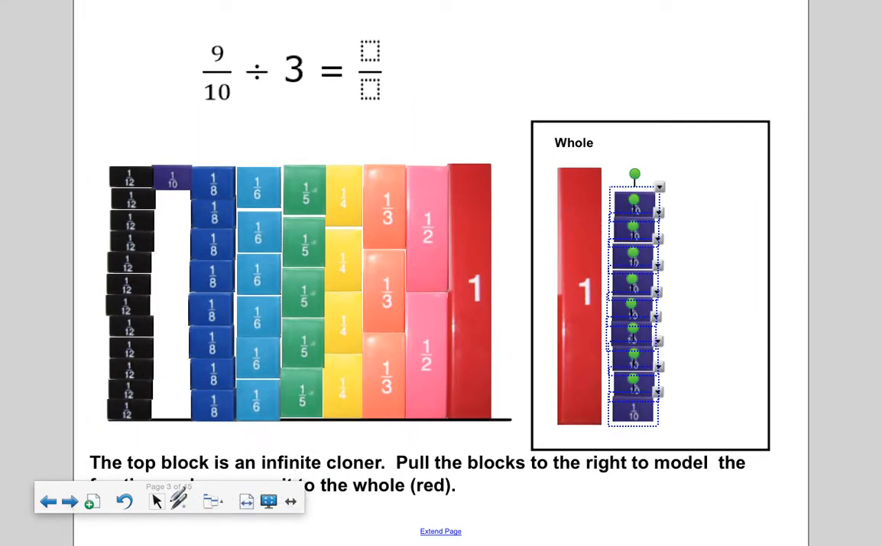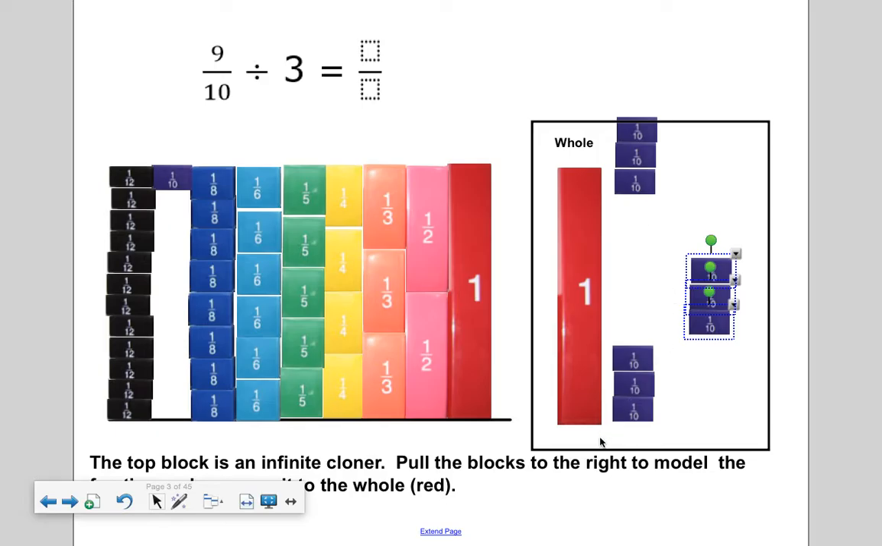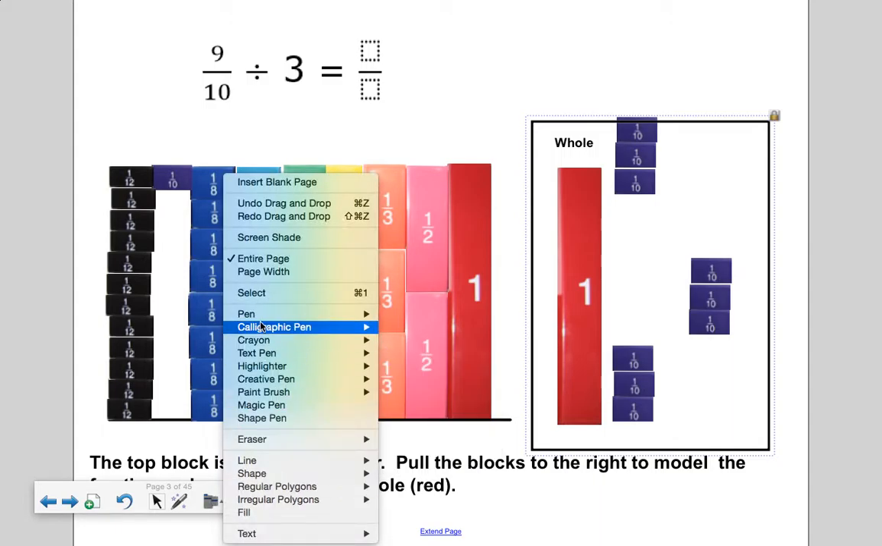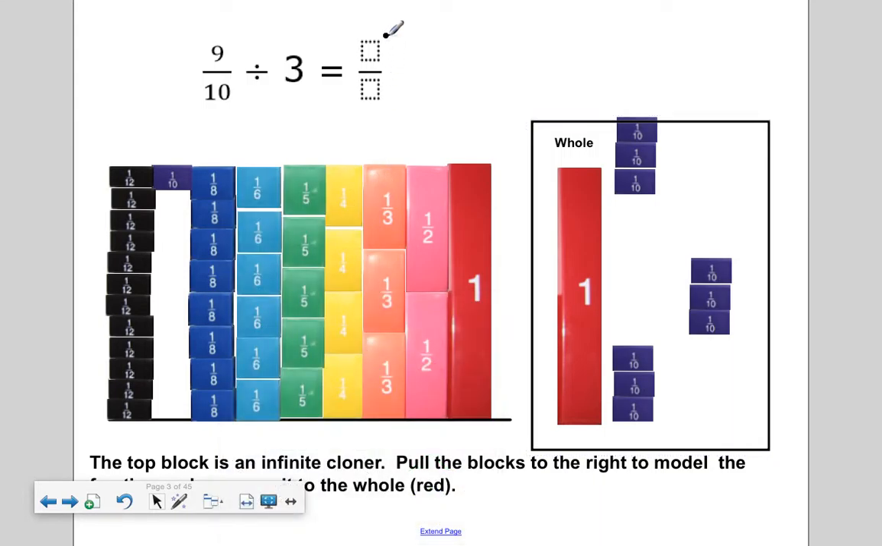We have 9/10. It says divide it into three groups. So here's one group. Here's another group. So I divide it into three groups. So what fraction is in each group? 3/10. What if you do not prefer the concrete model? You prefer to use mathematics.